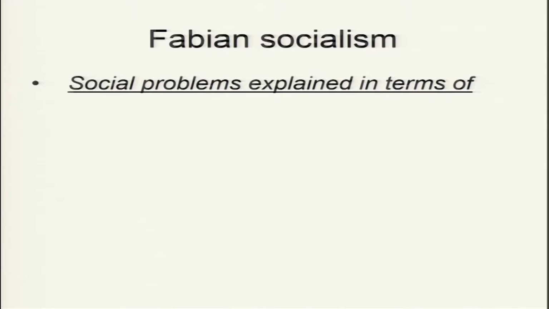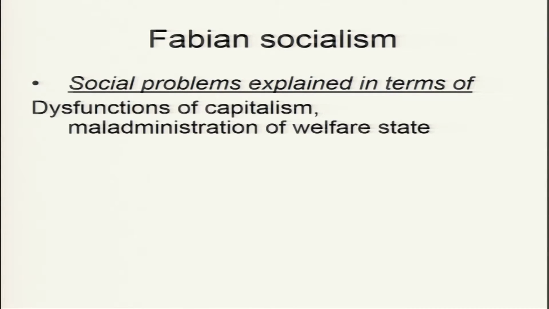Now the next theoretical position that we will be discussing is the Fabian socialist. How will Fabian socialists explain social problems? What is the assumption of Fabian socialism? They say that capitalism itself is wrong. Capitalism creates a lot of inequality in society. Because capitalism results in inequality, some will be rich, some will be poor. So poverty may result from the inequality which follows from the functioning of the capitalist economy.